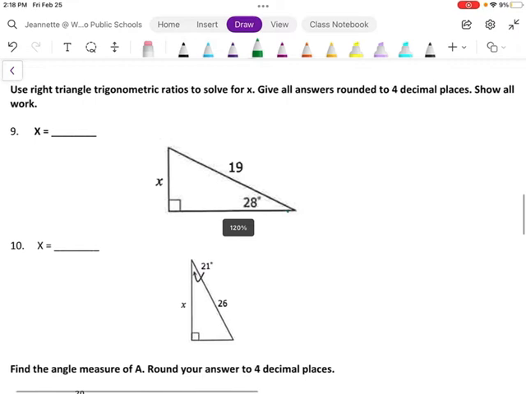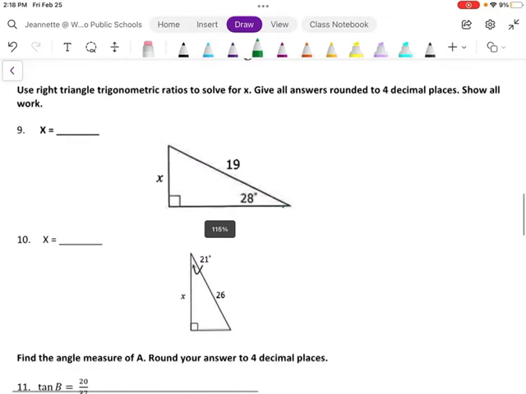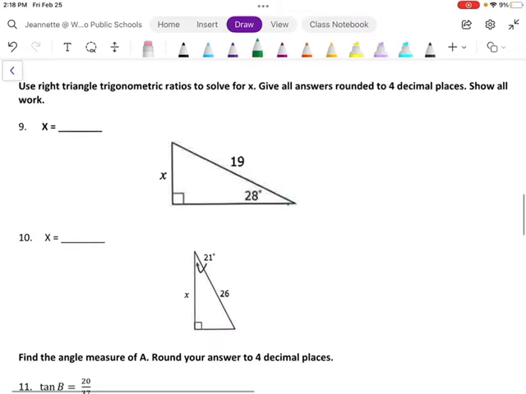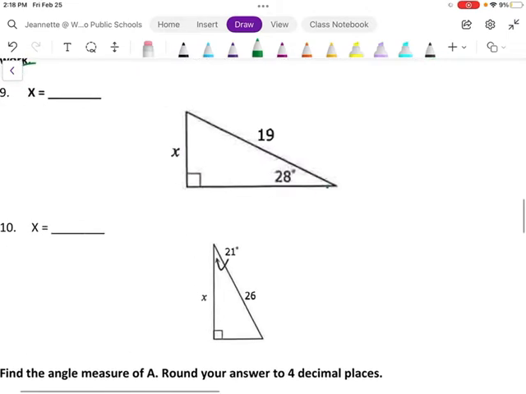Okay, so looking at our next problems, we are going to use right triangle trigonometric ratios to solve for x, and we're going to give all answers rounded to 4 decimal places. And we also need to show all work on these. So for these, the first thing you're going to do is label your triangle from the angle they give you with your opposite and hypotenuse and adjacent.